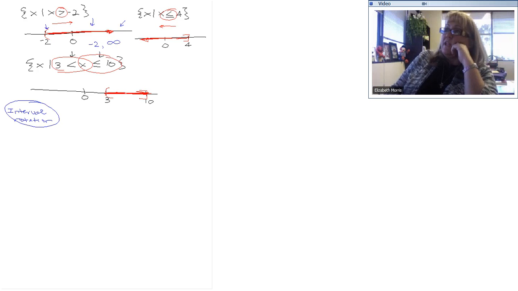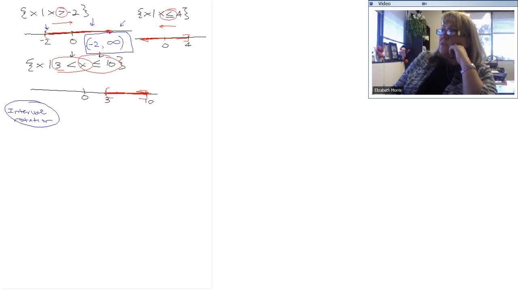Now, -2 has a parenthesis, and infinity goes on forever. The rule is with infinities, always parentheses. With infinities, always parentheses. This right here is interval notation. What it says is not including -2, but everything from -2 to infinity.